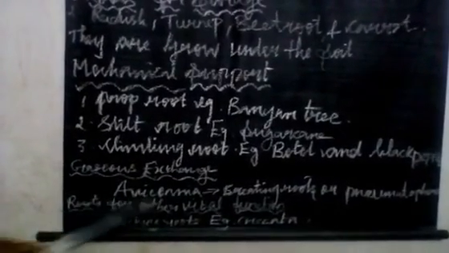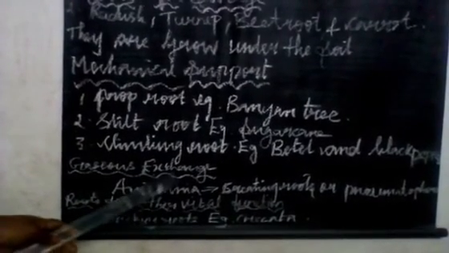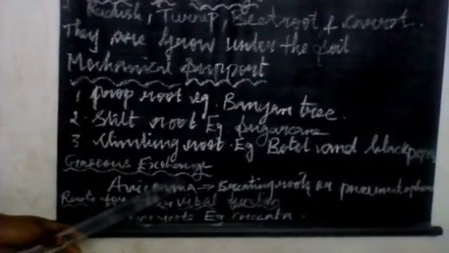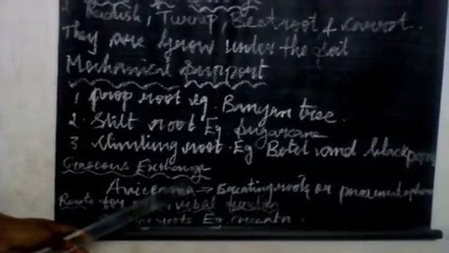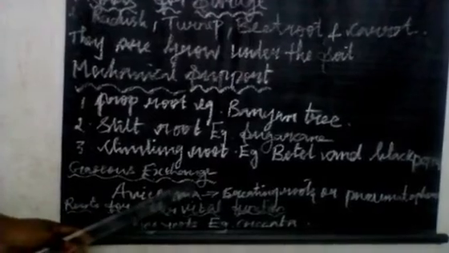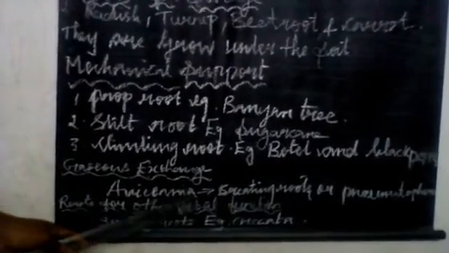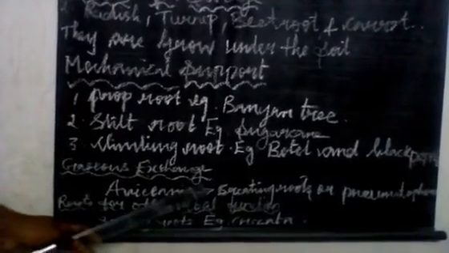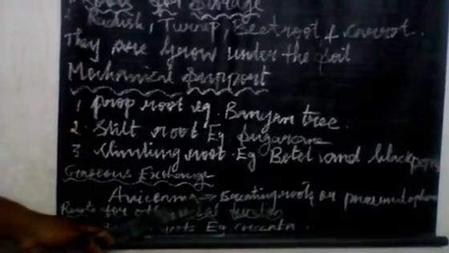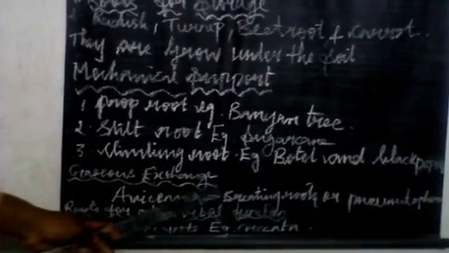Next one, gaseous exchange. Example, Avicennia. The Avicennia tree grows in mangroves. They have roots which are seen above the ground for the purpose of gaseous exchange. These roots are erect, peg-like structures with numerous pores through which air circulates. The roots are called breathing roots or pneumatophores.